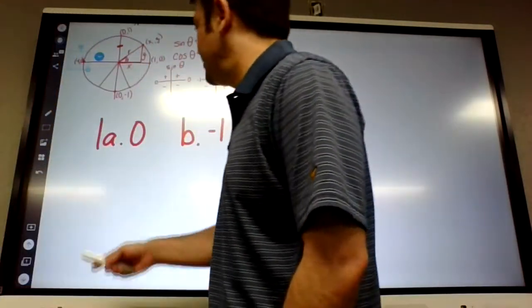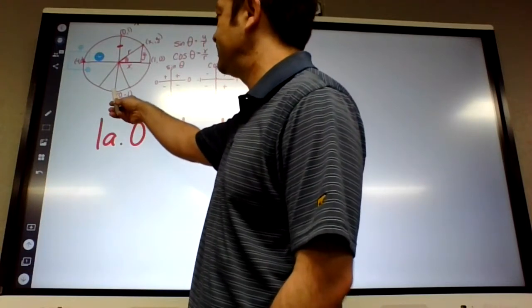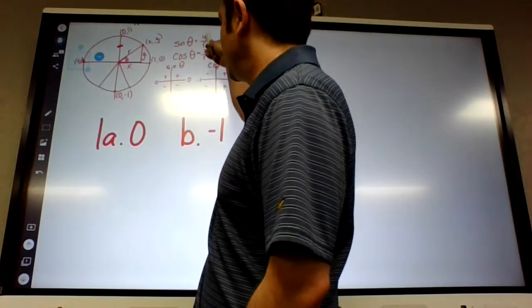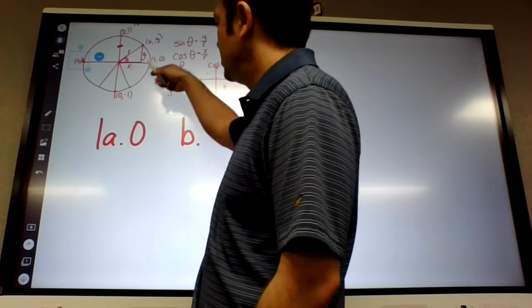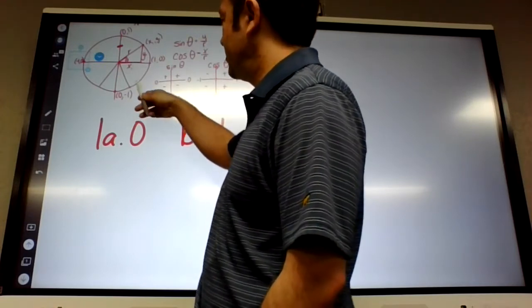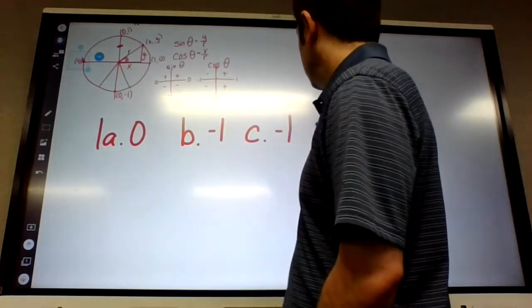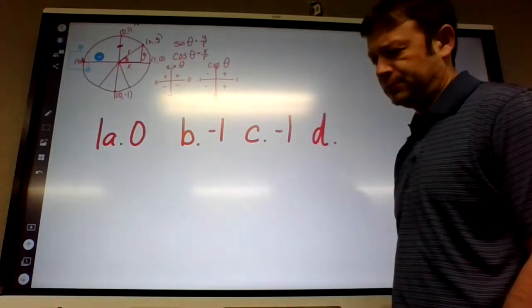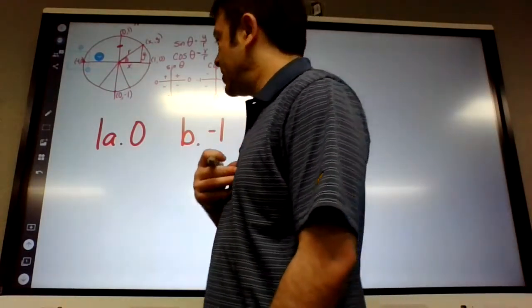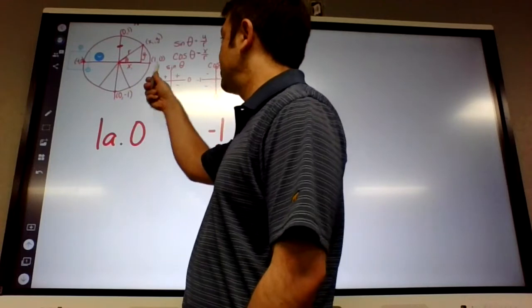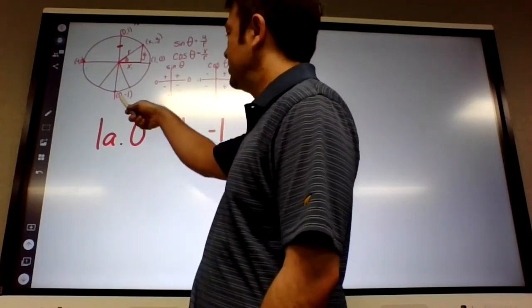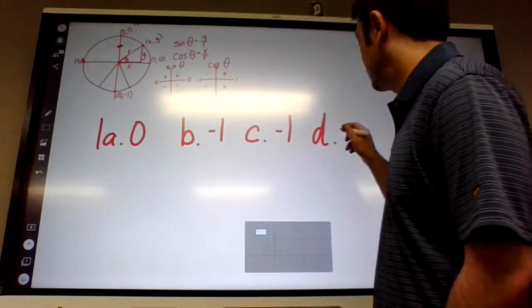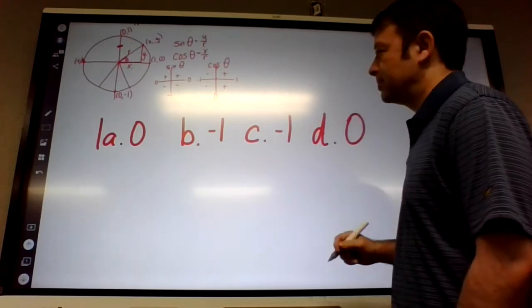Sine of 270. 270, you guys remember, was at the bottom. Sine is based on the y value, and the y value is -1. Cosine of 270. Cosine is based on the x value. The x value is 0, so it's going to equal 0.